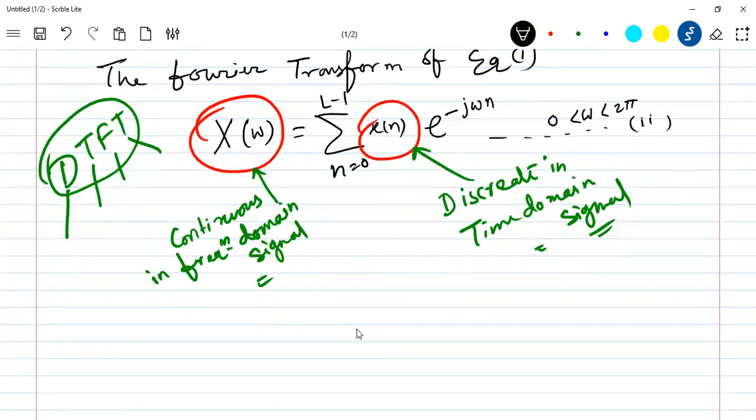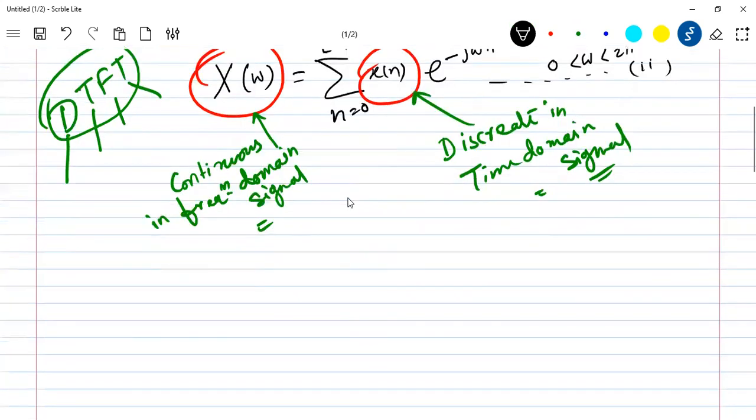Now I will give you some interesting part. This is very important. You must remember this part, isn't it? So as per the equation, we found two types of signal. One is the time domain, another is the frequency domain.